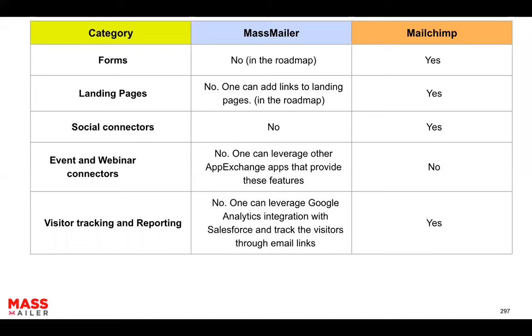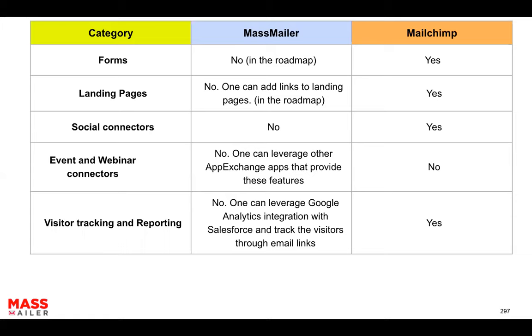Social connectors, MassMailer does not have social connectors, but Mailchimp does have social connectors. Event and webinar connectors, MassMailer does not have any connectors, but you can certainly use any AppExchange apps. Mailchimp, I think it's the same thing. They don't have direct connectors themselves, but you can certainly use other third-party plugins to connect to any webinar and event connectors. I'm sure it's available, but they don't have native connectors available.